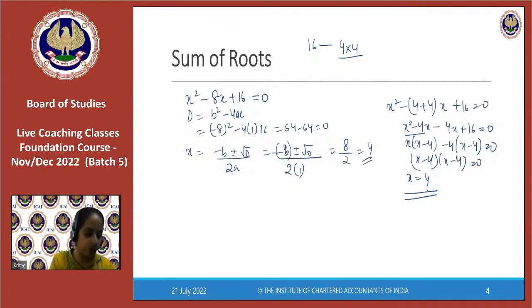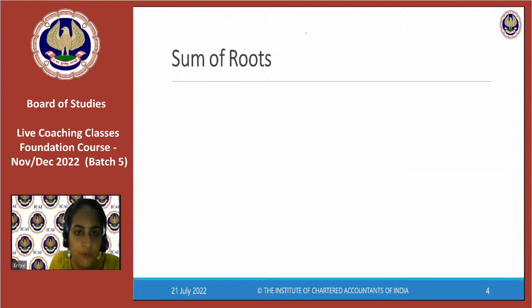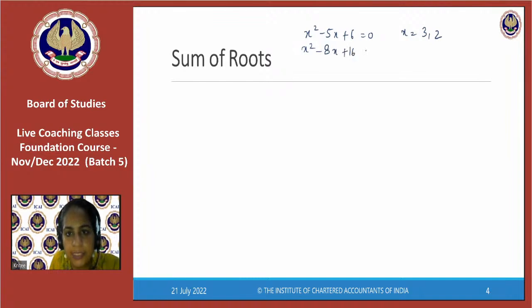So what I want to tell you is, these are the roots. The values that we have found are the roots. For x square minus 5x plus 6 equals 0, the roots were 3 and 2. For x square minus 8x plus 16 equals 0, the roots were 4, 4. So I'll just quickly show you a relationship. You will be surprised to find something great.